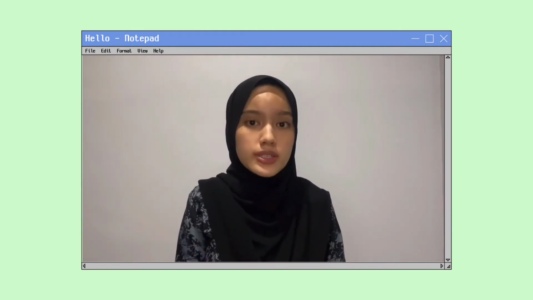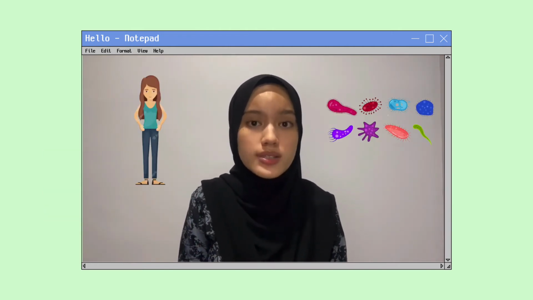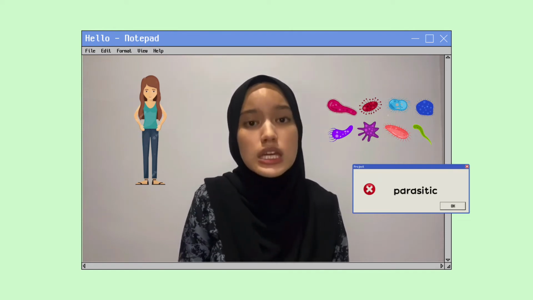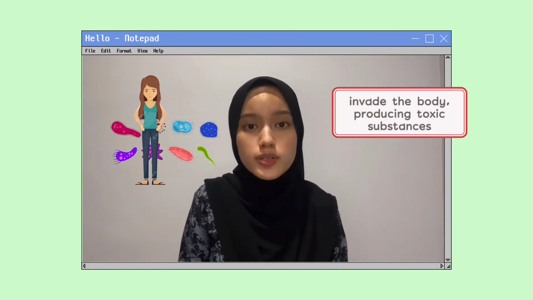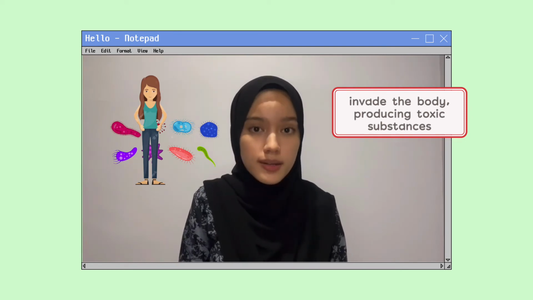The relationship between humans and many pathogenic prokaryotes can be characterized as parasitic. This is because the organism will invade the body and produce toxic substances that cause harm.